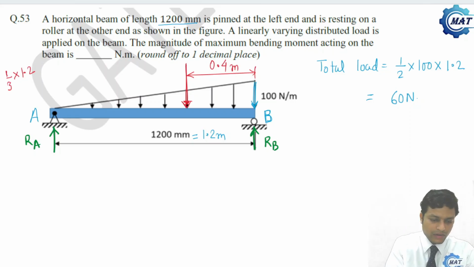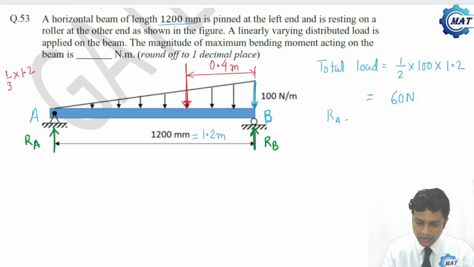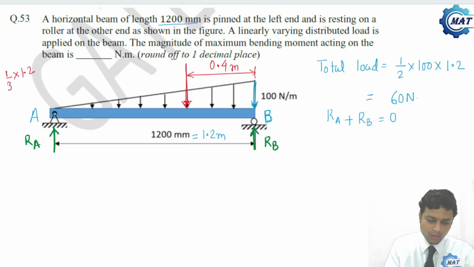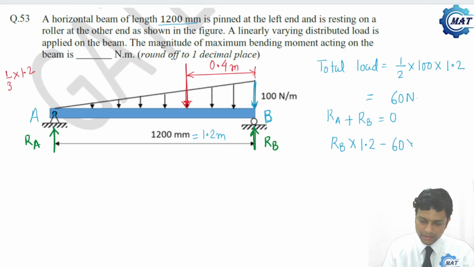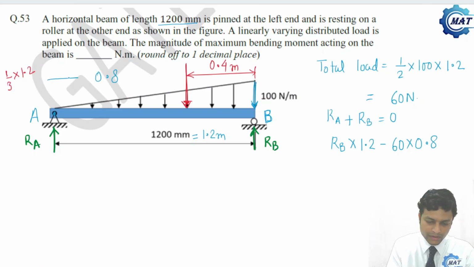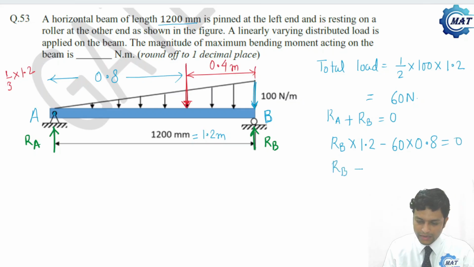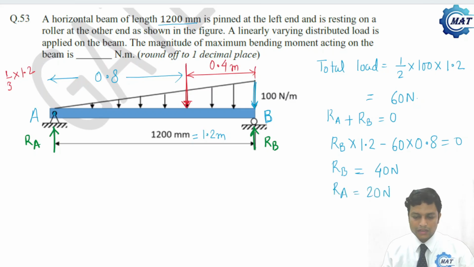Now how to calculate RA and RB? From the equations of equilibrium, the sum of forces is 0. Now let us take a moment about A. If I take a moment about A, then RB into 1.2 minus 60 into 0.8 equals 0. This distance is 0.8. So from this you will get RB is 60 into 2 by 3, that is 40 Newton. Then RA is 20 Newton. So we got the values.